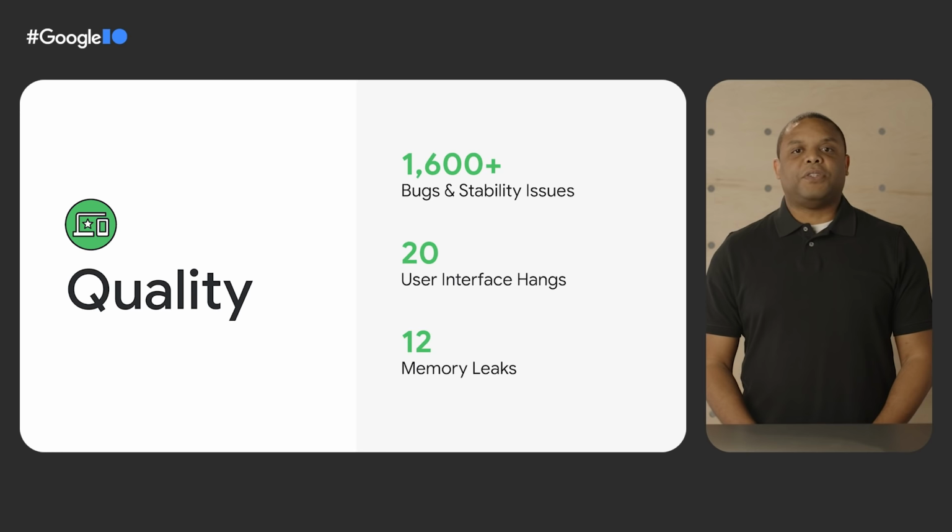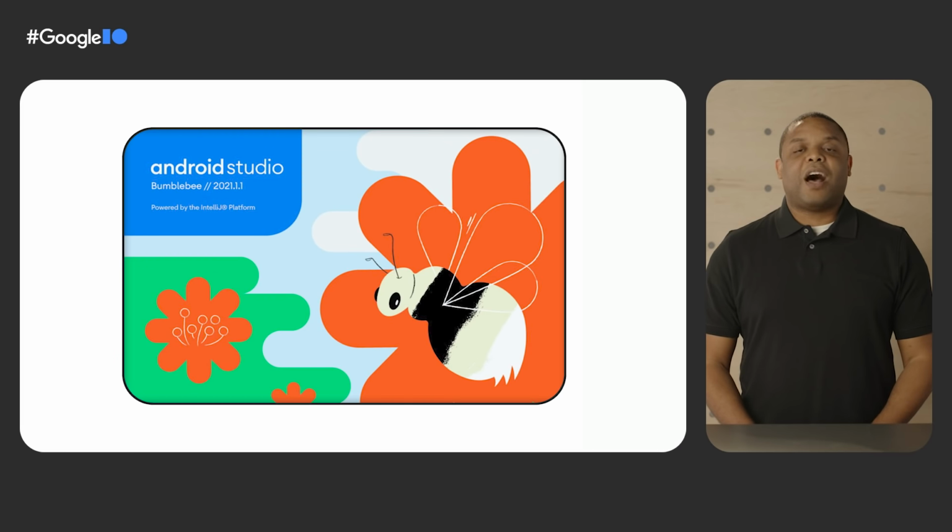First, I would like to remind you that we treat quality as a feature and continue to focus on product quality. To note, since I/O last year, we have fixed over 1,600 reported or observed bugs, fixed 20 UI hang issues, and 12 memory leaks. Working on these quality issues means sometimes new features take longer to reach the stable channel. But we think this is a fair trade-off since we want to make sure we deliver high-quality tools that make you productive.